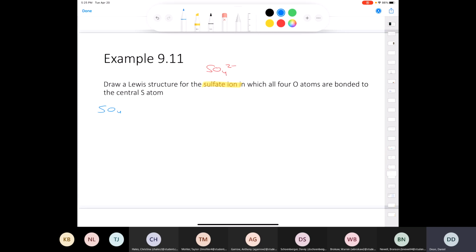We've got SO4 2-. So sulfur has 6 valence electrons plus oxygen has 6 valence electrons times 4. That gives me 24 plus 6, which is 30. But then we have a 2- charge. So that means we have to add 2 electrons. So we have a total of 32 valence electrons. Also, since we have a 2- charge overall for our polyatomic ion, that tells us that we're going to have 2 negative charges in our molecule.